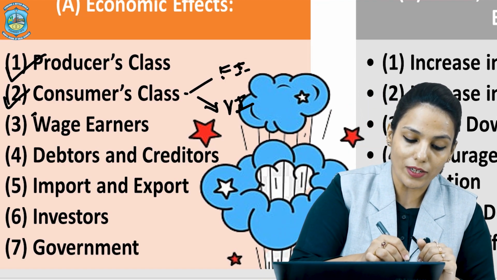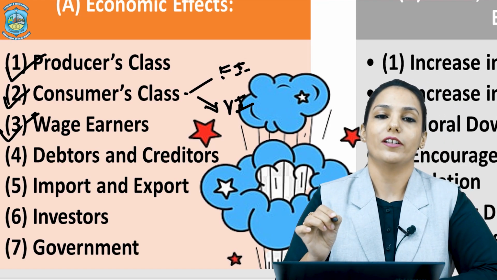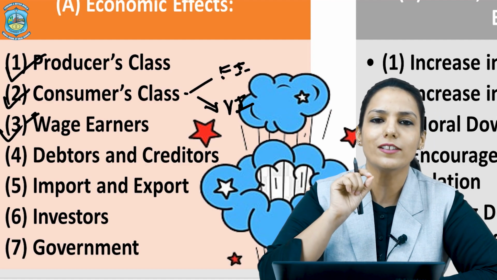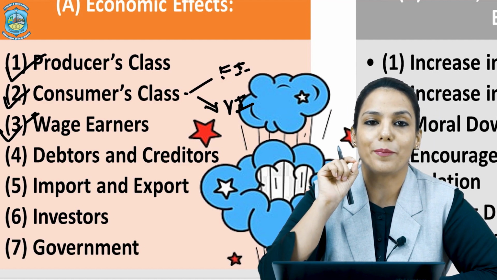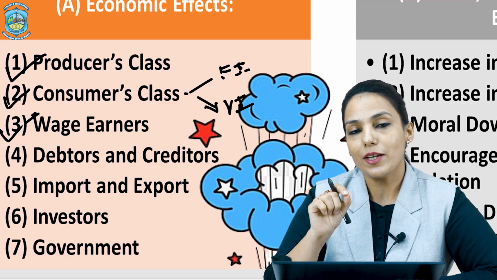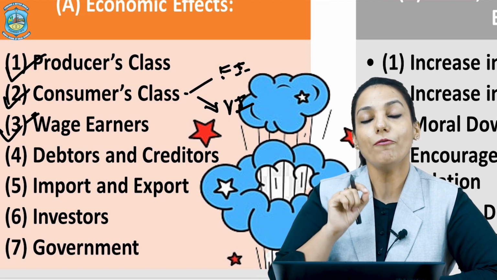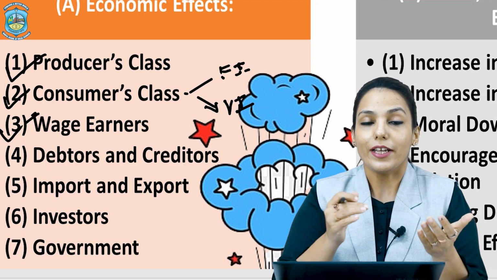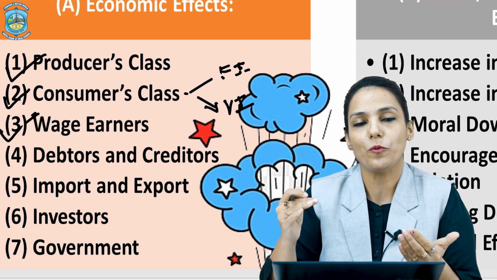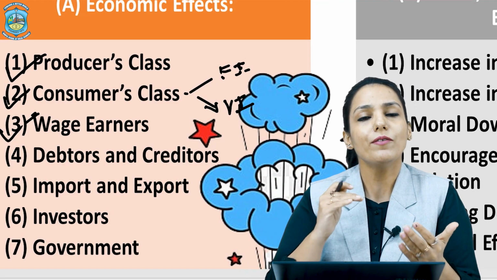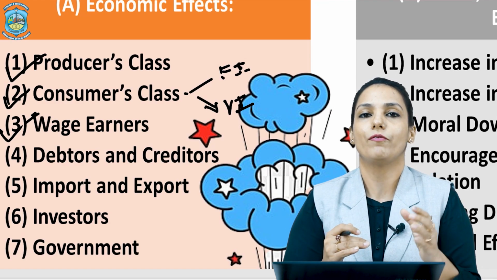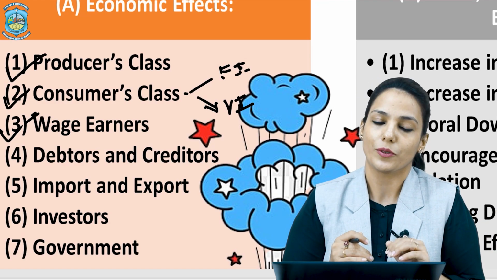The third one are the wage earners. Now, wage earners benefit and also suffer during this period of inflation. That depends on whether they are able to find work or not. If there is work, then the wage earners will have higher salaries in line with increasing prices. If they are not able to find work, then they have to sustain themselves with their existing resources.